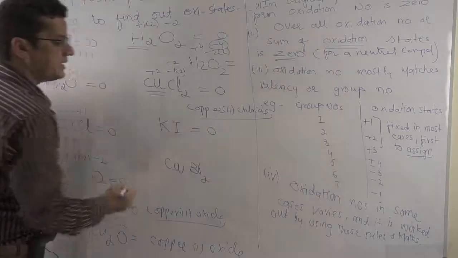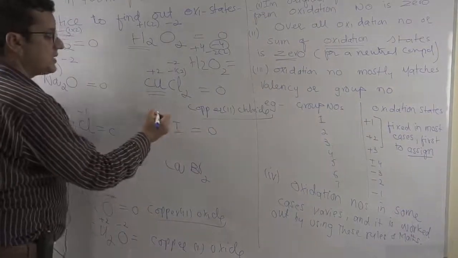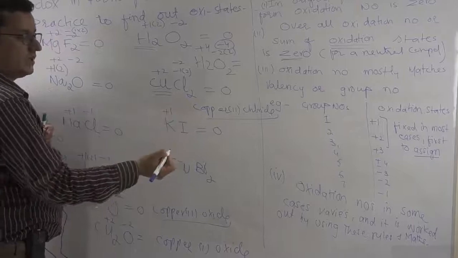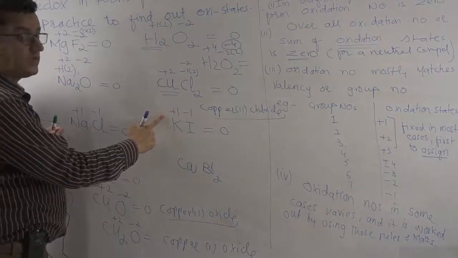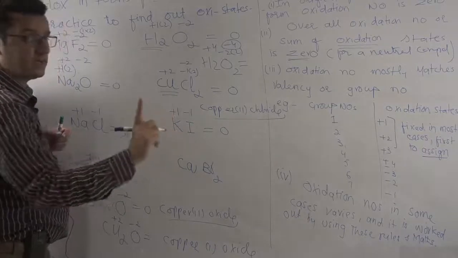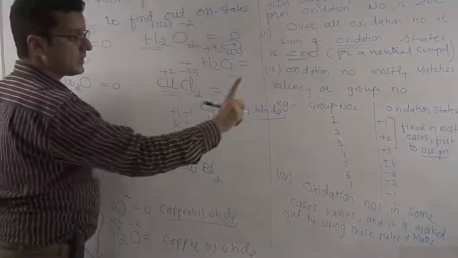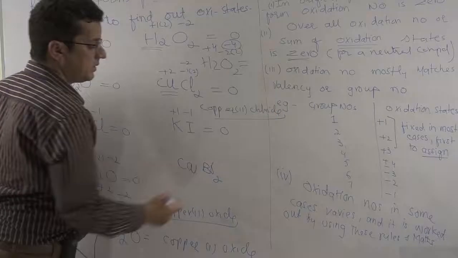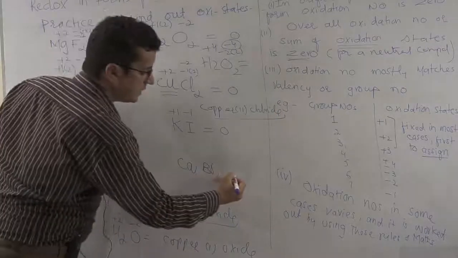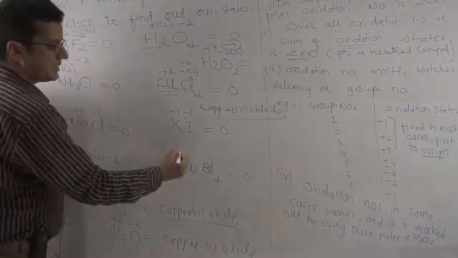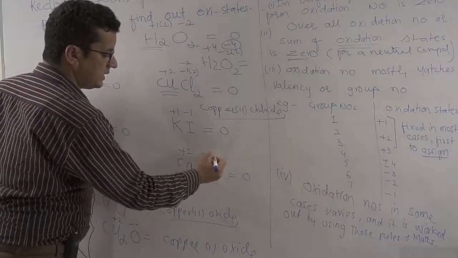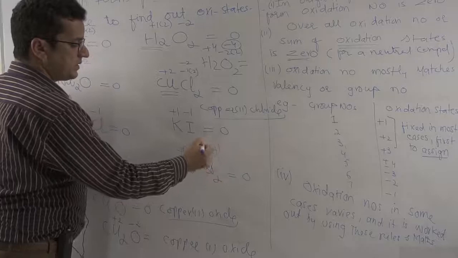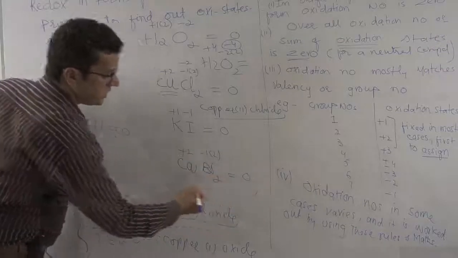Look at potassium iodide. Overall oxidation number is 0. Potassium belongs to group 1, +1. Iodine belongs to group 7, -1. You noticed I assigned potassium +1 first, because the group 1 and group 2 oxidation numbers are almost fixed. Place them first. Look at calcium bromide, overall is 0. Since it is group 2, assign +2 first. It is -1 into 2, making -2. So overall oxidation number is 0.